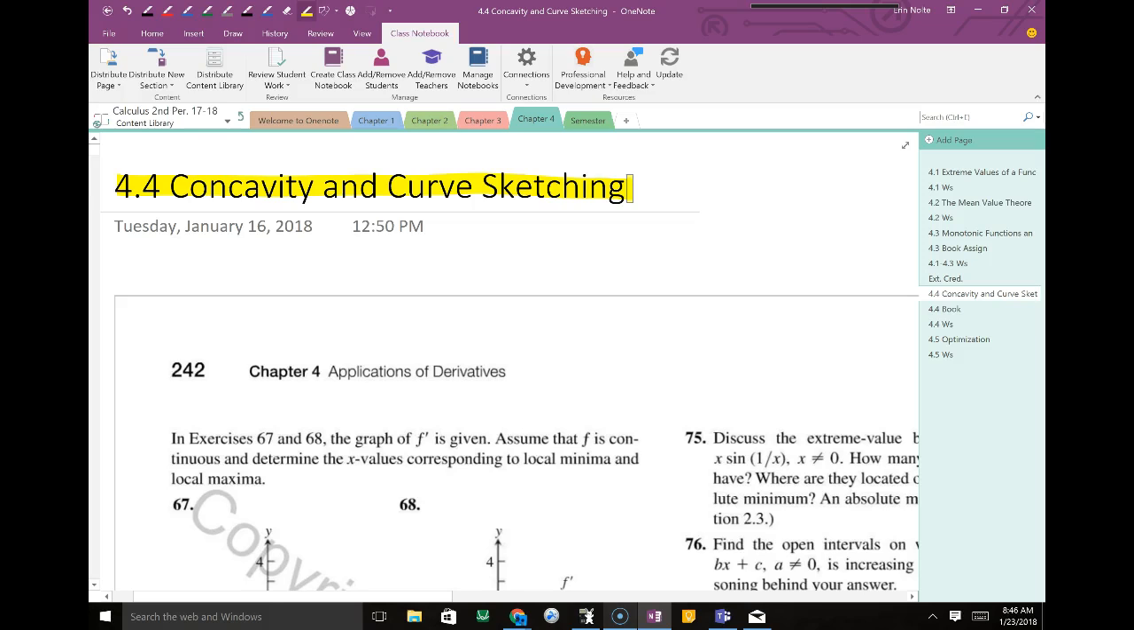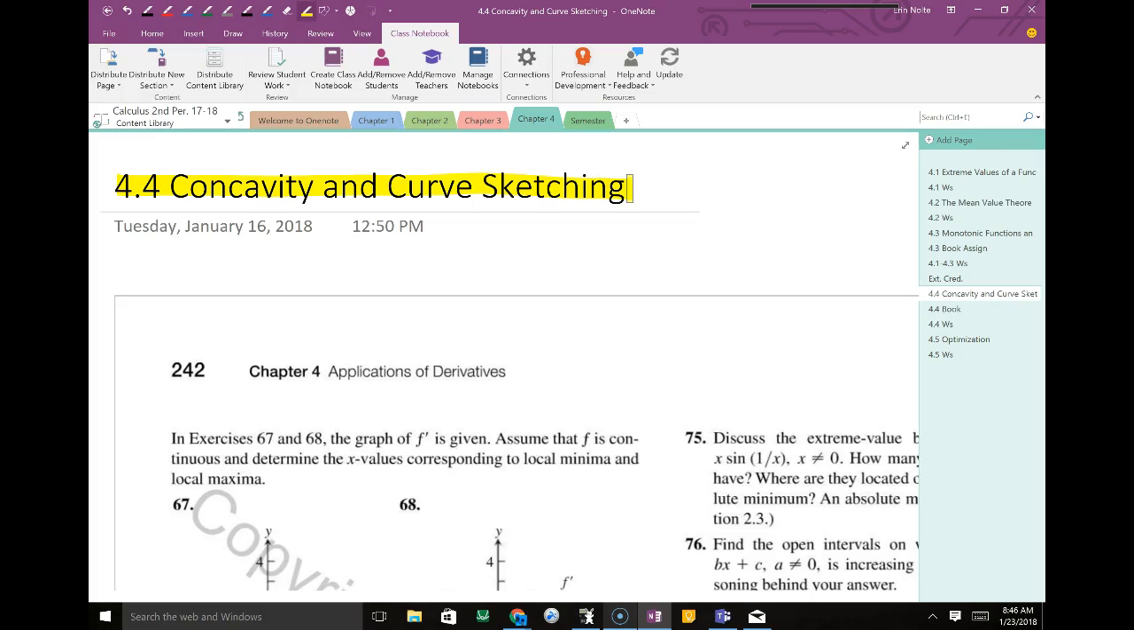So, concavity. Basically, concavity is another way to help you sketch graphs. So it's another tool. We just talked about increasing and decreasing intervals, so we can find out a lot about a function through increasing and decreasing slopes, like the general shape. Concavity helps us go a little bit further with that.